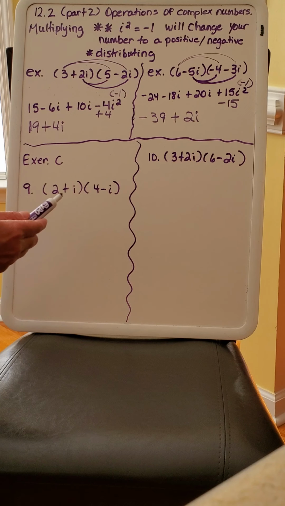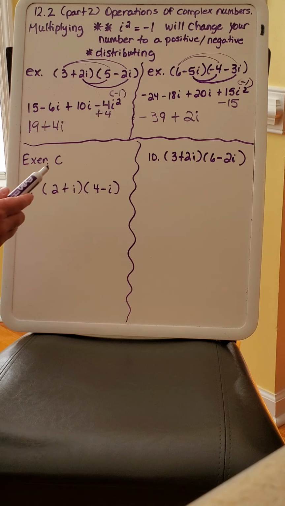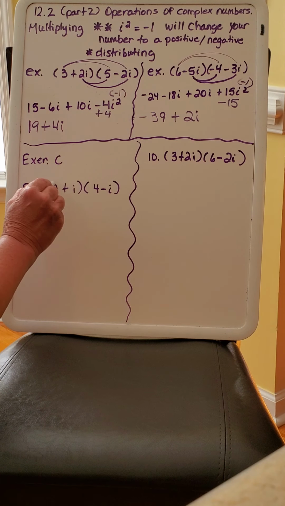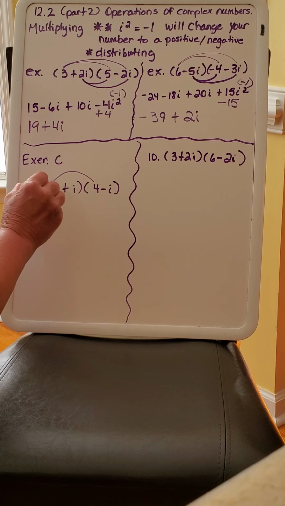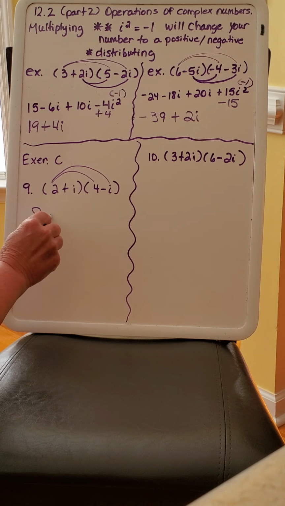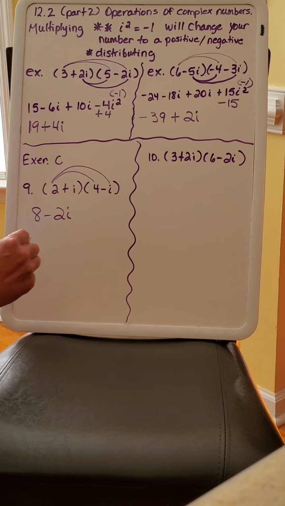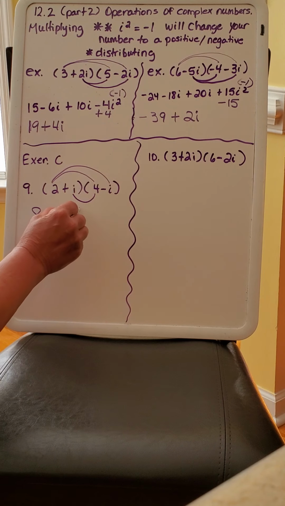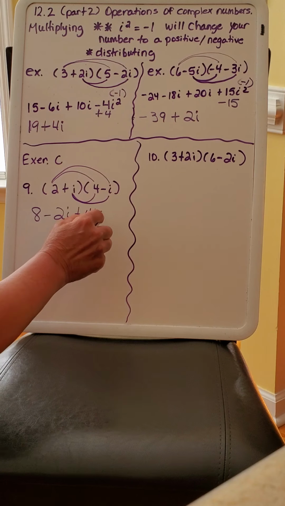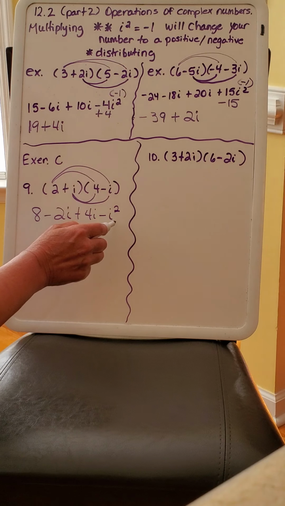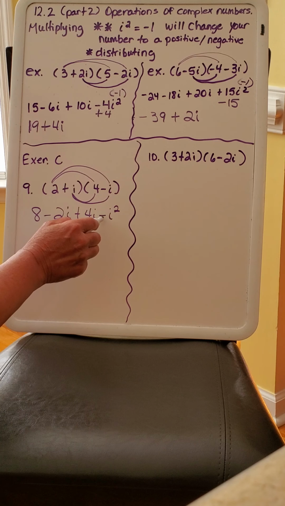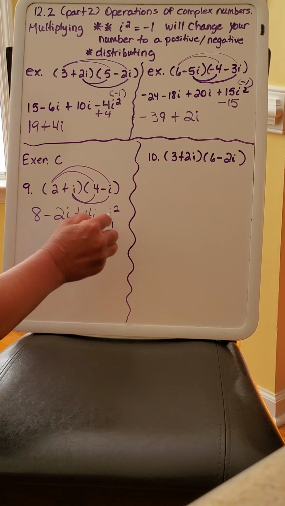So problem 9, which is in your book in exercise E. Alright, so we're going to start from the beginning. So I'm going to do 2 times 4 is 8. 2 times negative i will be minus 2i. i times 4 will be 4i. And then i times negative i will be negative i squared. i squared is equal to negative 1. This is a negative, so we're just going to change it to plus 1.